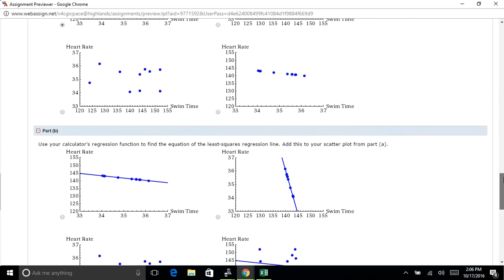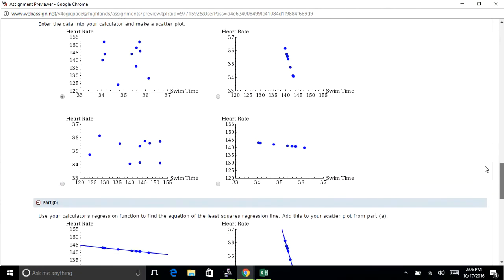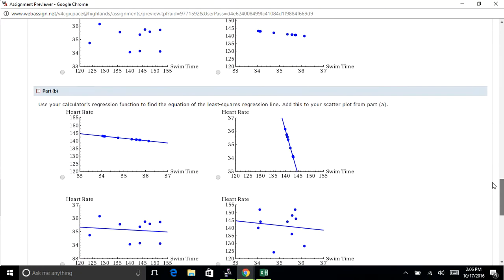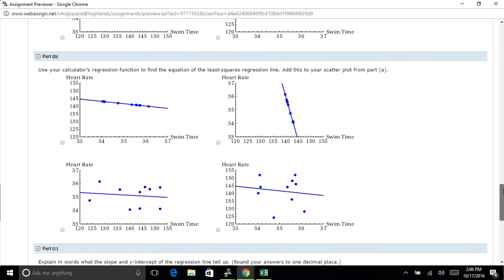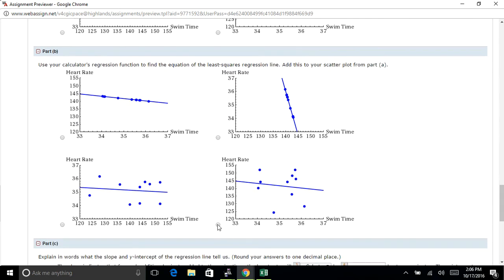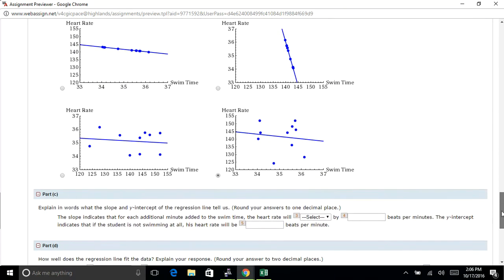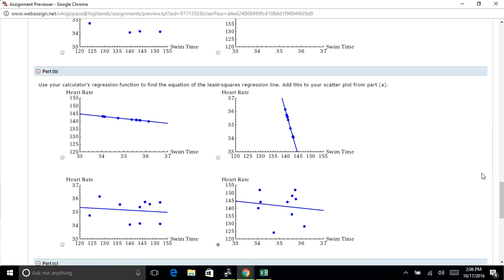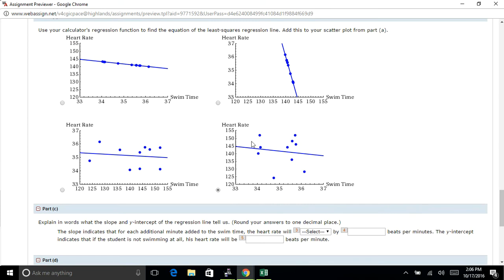Then the next thing it asks is to calculate it using the regression. We don't even really need to look at our calculator, because let's look at the one we picked, which is this one. You just go down here and find this one, because none of these other ones are ones that we picked, correct? We only picked the one in the top, and that correlates to the one in the top.